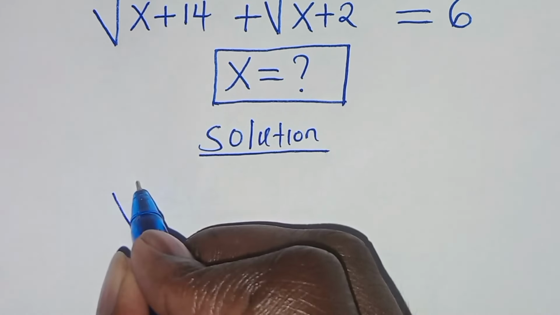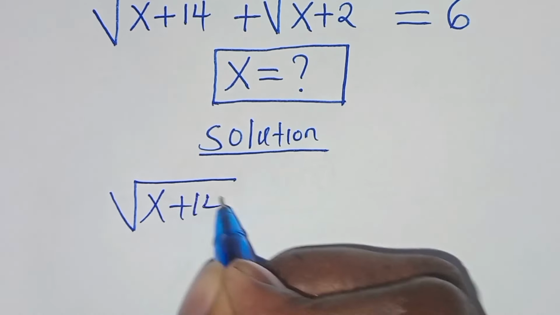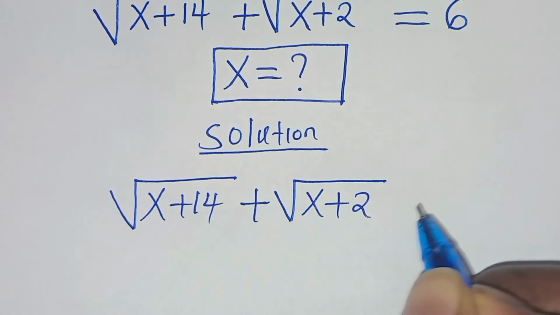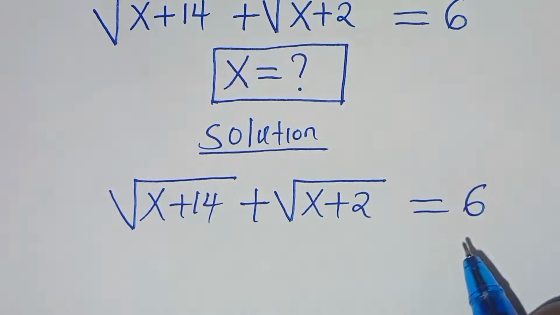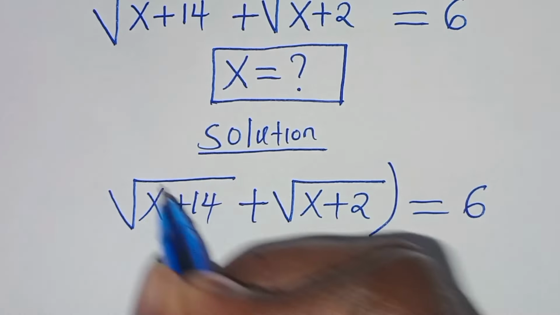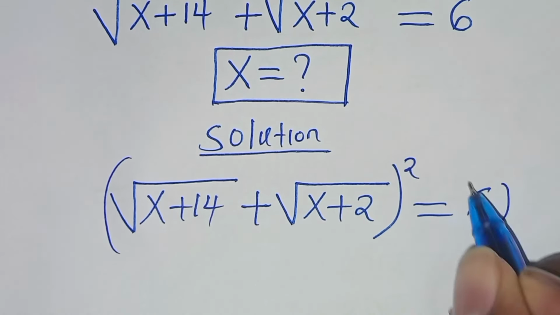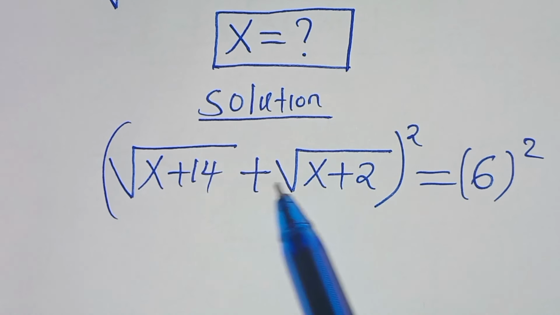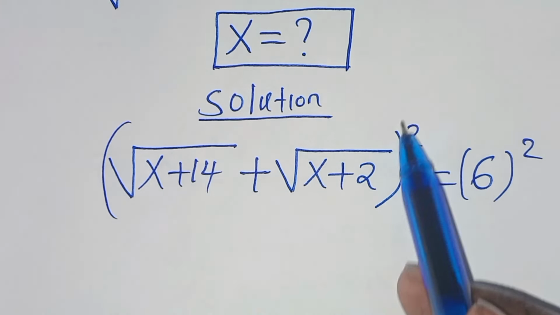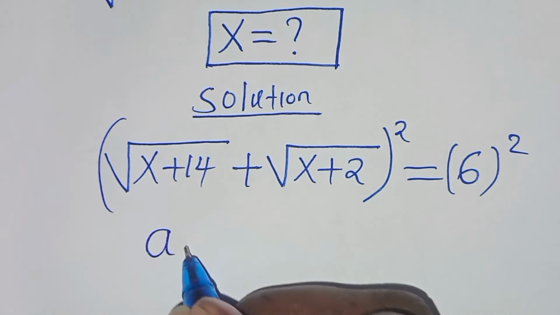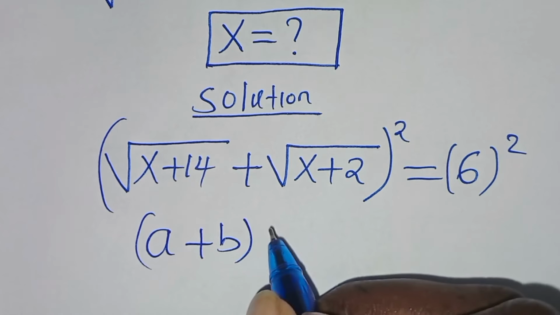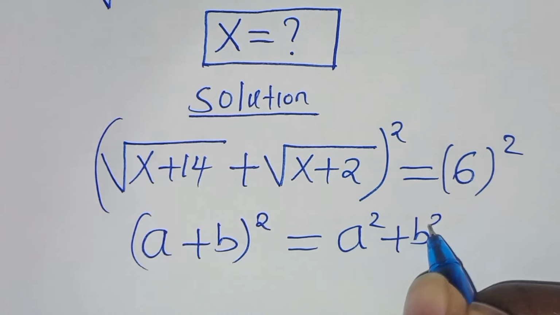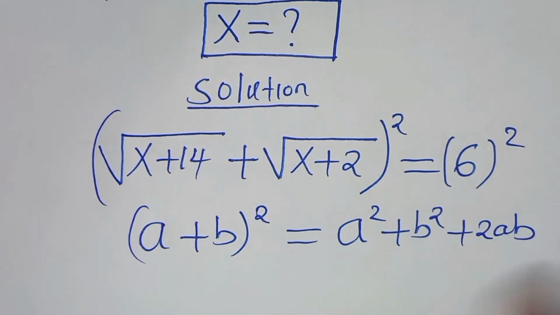So we have square root of x plus 14 plus square root of x plus 2. This is equal to 6. The first step to do here, let's square both sides. So now, square root of x plus 14 plus square root of x plus 2 raised to the power of 2. This is in the form of a plus b raised to power 2, which we can express as a squared plus b squared plus 2ab.